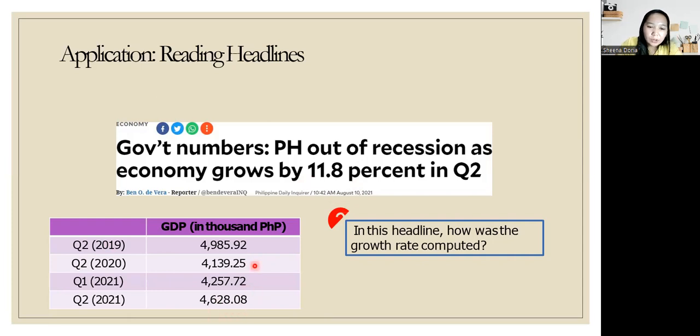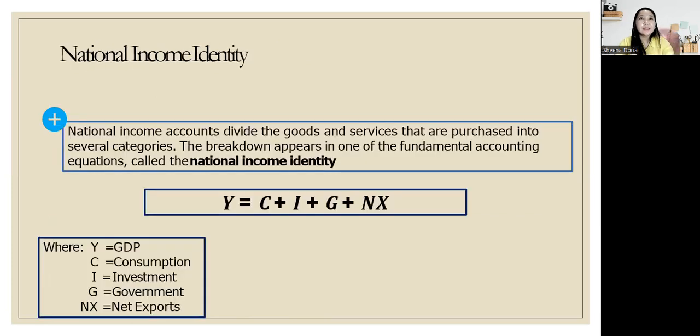4628.08 minus 4139.25 over 4139.25, lalabas yung 11.8%. Okay. So, yung national income identity, this is actually the core. Feeling ko nga sa macroeconomics ko, pag alam ko to, alam ko na rin yung macroeconomics just because the macroeconomics revolves in the national income identity. Yung GDP natin class or Y kaya siya output, okay, is C plus I plus G plus NX.